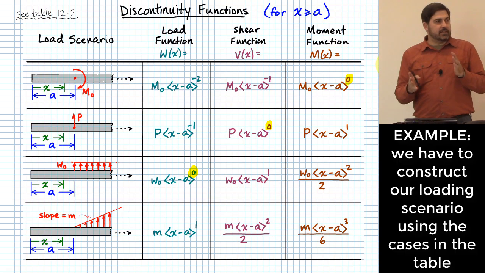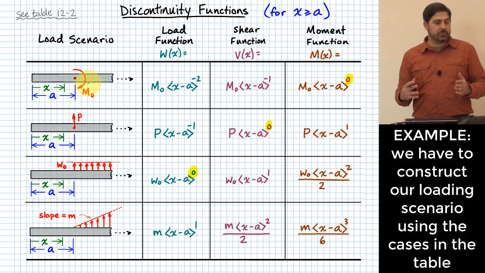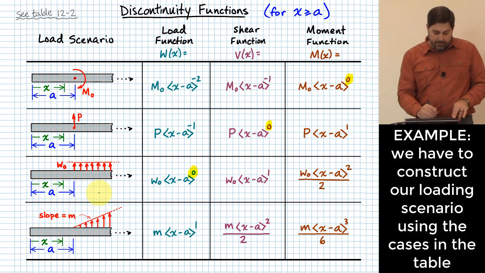The slightly less good news is that these are the only ones that we really have at our disposal. These are the things that we know, okay? And that means that for our given load scenario, we have to be able to construct that load scenario based on some combination of these load scenarios that are given in the table, okay?